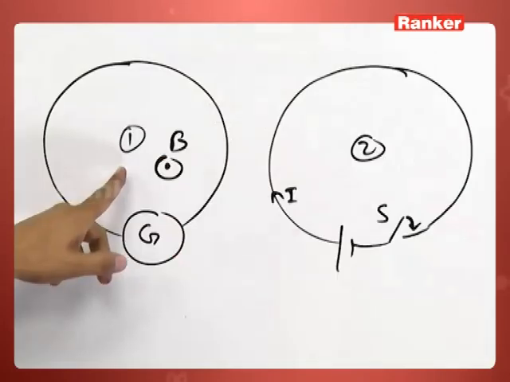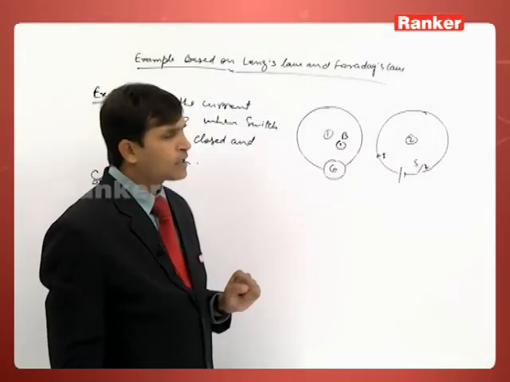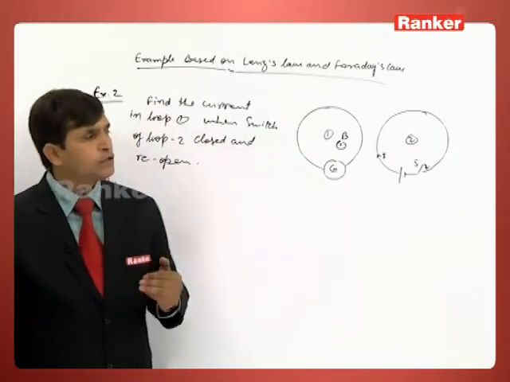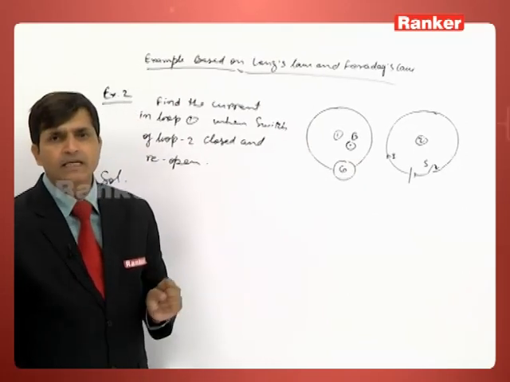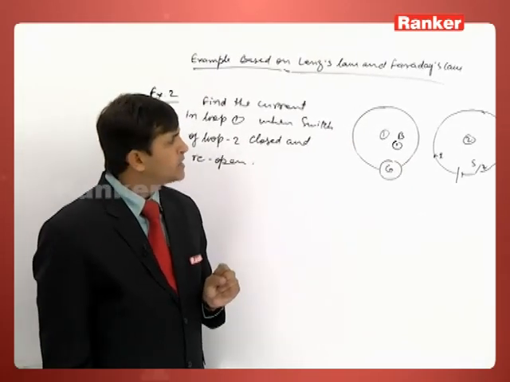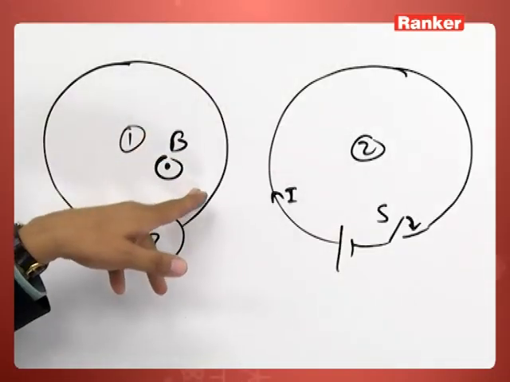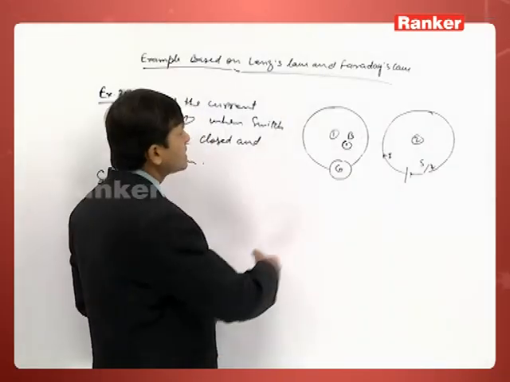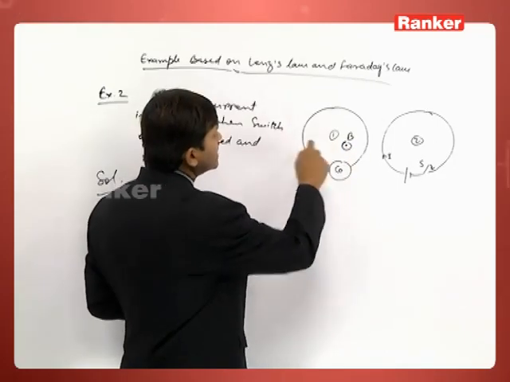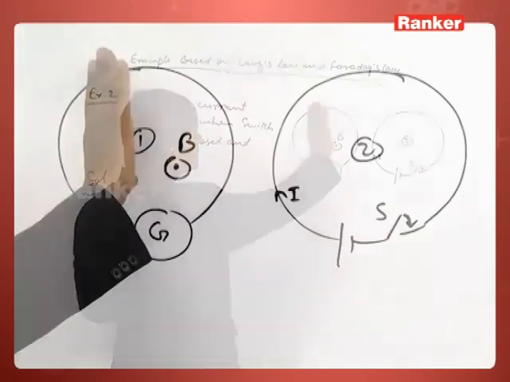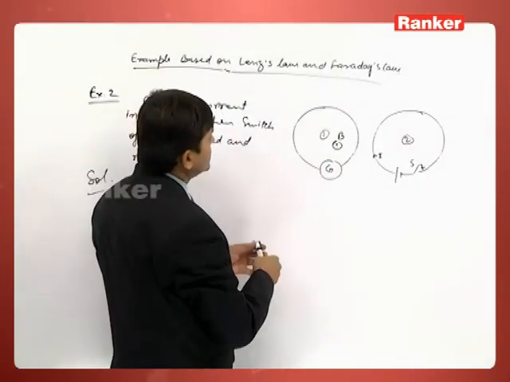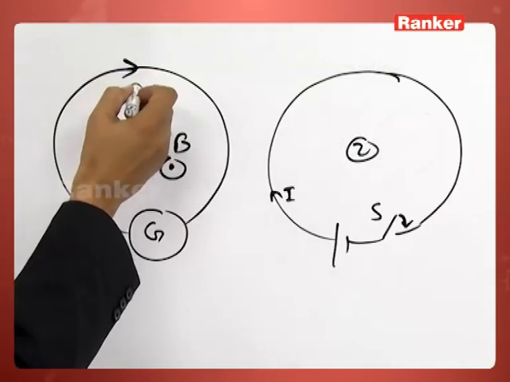So, as flux increases, according to Lenz's law, the induced current in loop 1 will be such that it will try to maintain the same flux. So, it will try to reduce that field. To reduce the field, the field should be inward due to the induced current. If the current is clockwise, then the field will be inward.